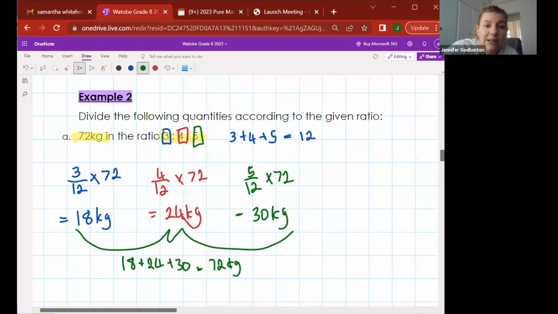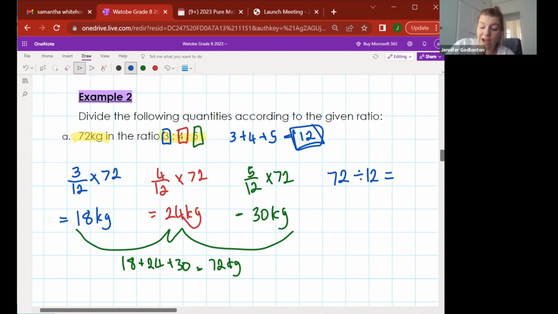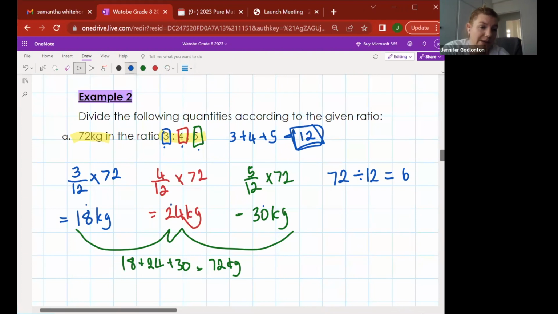Another way of doing it is, once you have this total over here, you just take your quantity. So you say 72 divided by 12, and you get your value for that. So 72 divided by 12 gives us 6. And then when you have that number, you multiply it by each one of those numbers. So 6 times 3, which gives you 18. 6 times 4, which gives you 24. 6 times 5, which gives you 30.